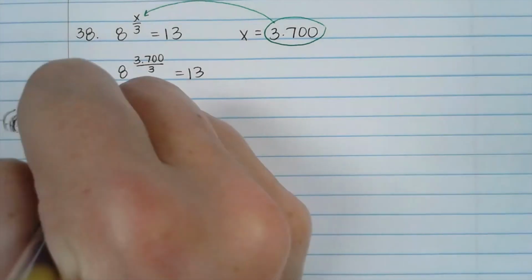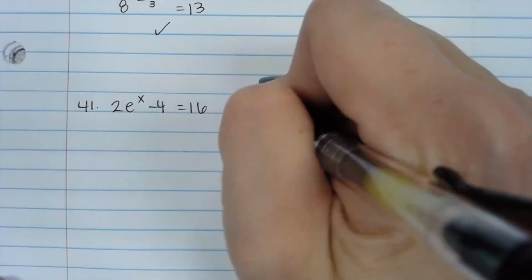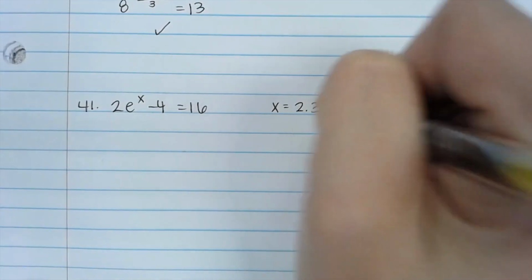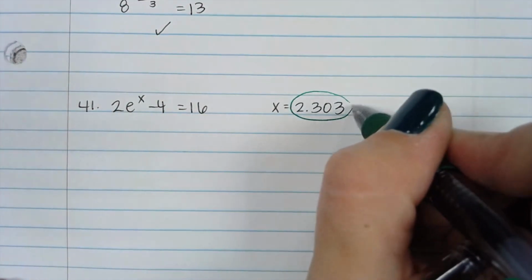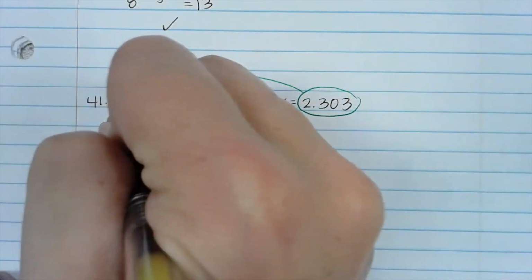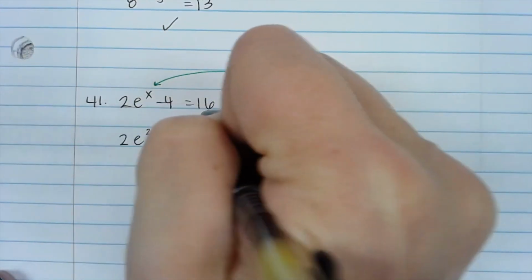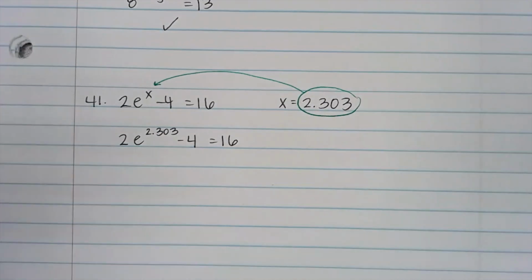Let's see, I'll do question 41 also. It works for any of the problems. So 41 started out as 2e to the x minus 4 is equal to 16. We did the math for this one already, and we got that the answer was approximately 2.303. To check this one, you can also plug this value in. In your calculators, you're going to type in 2e to the 2.303 minus 4, and you're going to check and make sure that that gives you just about 16. You'll type it into your calculator just like that.